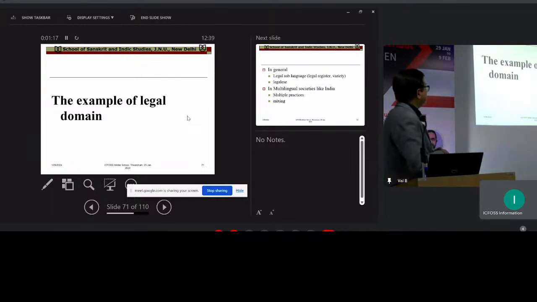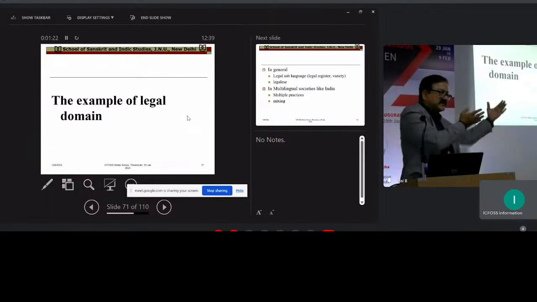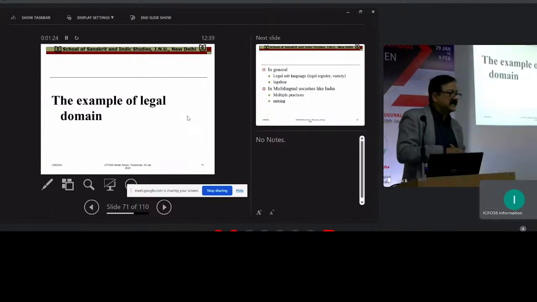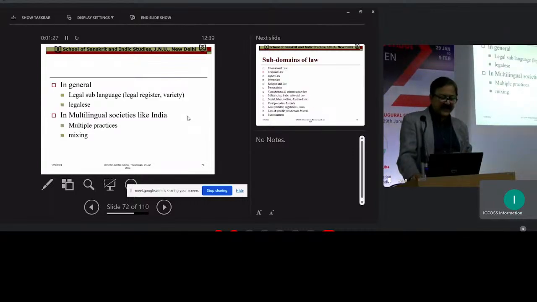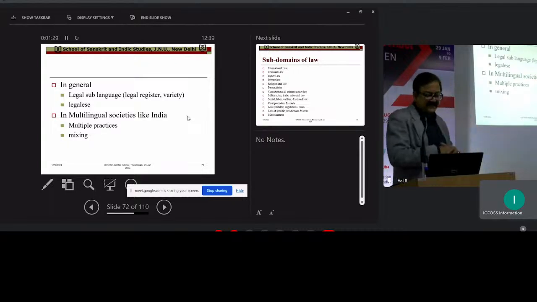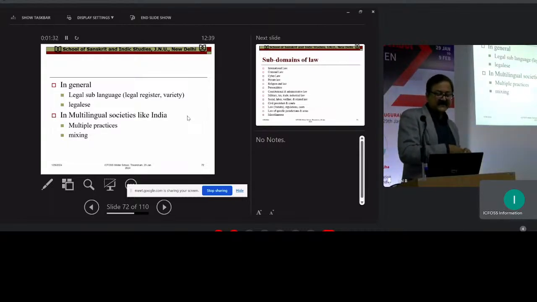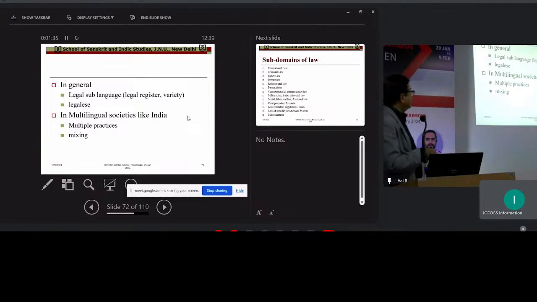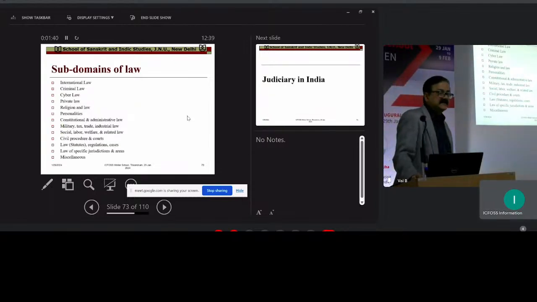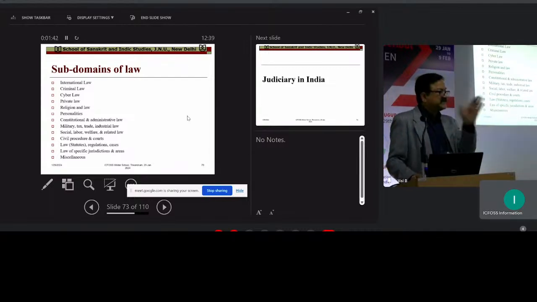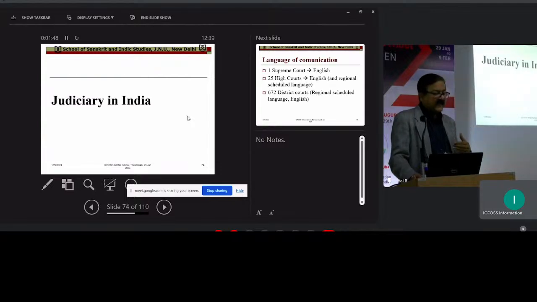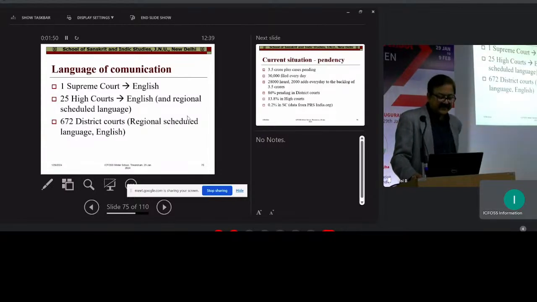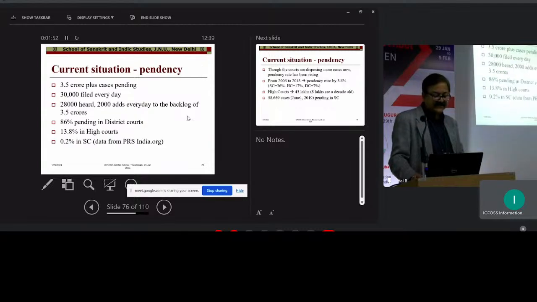Now, look at the example of the legal domain. If you create a corpus for the legal domain, there is the domain of manuscripts, the domain of textbooks, the domain of the judiciary. If you take the judiciary, we have to understand the different kinds of domains that we have. Legal sub-language, legislative variety, legalese, multiple practices, multiple mixing, all of that. If you collect data, you have to look at the domains of the legal: international law, criminal law, cyber law, etc. And judiciary in India: Supreme Court, 25 High Courts, 62 District Courts, all of that we have to consider.